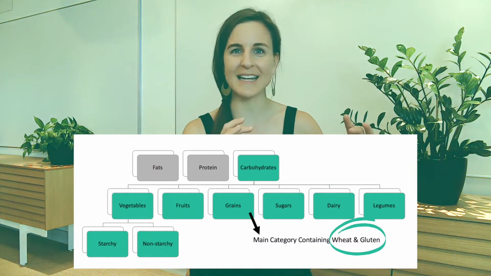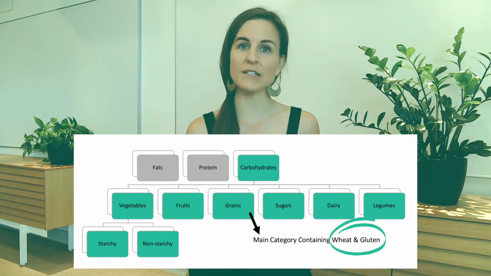And so we have the wheat under the gluten-containing grains. And certainly there's different types and varieties of wheat. You can buy more of those ancient grain wheat. You can buy organic, non-organic.